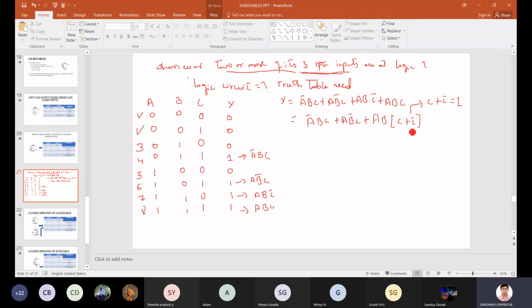As per your logic, there is a postulate or theorem. Using that theorem, this will become 1 here. Now it will become A bar BC plus AB bar C plus AB. Finally we got the expression. Now what we have to do? We have to write the circuit for this expression.